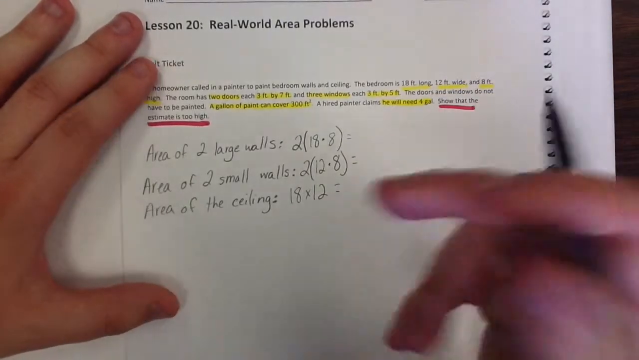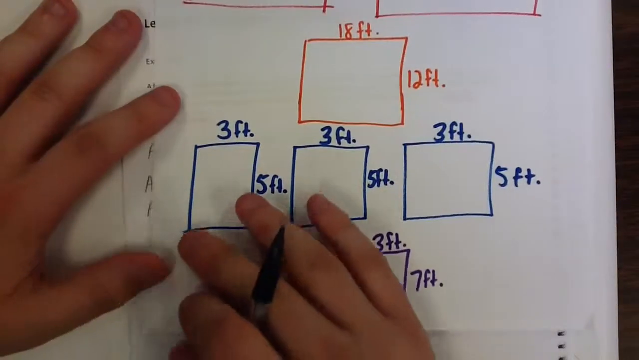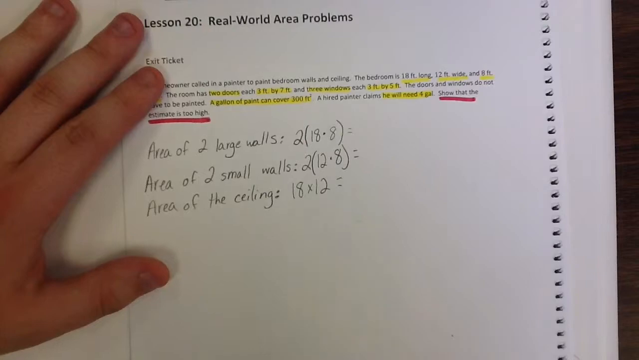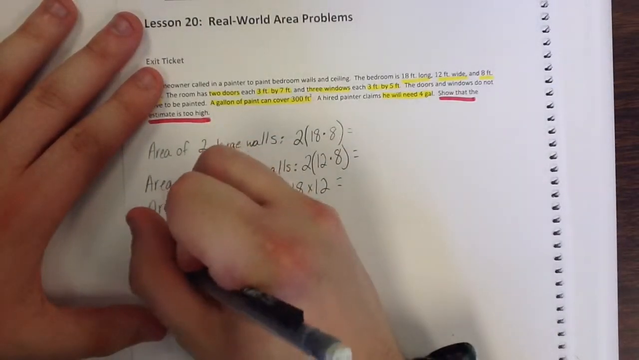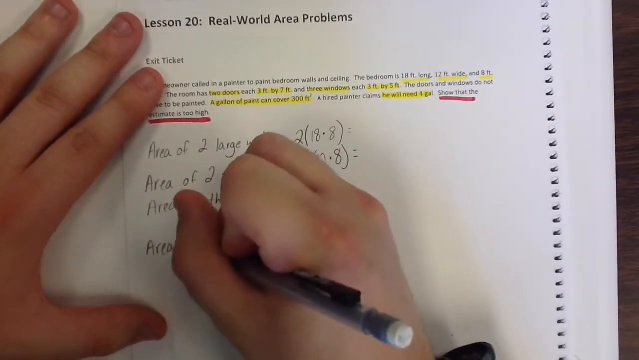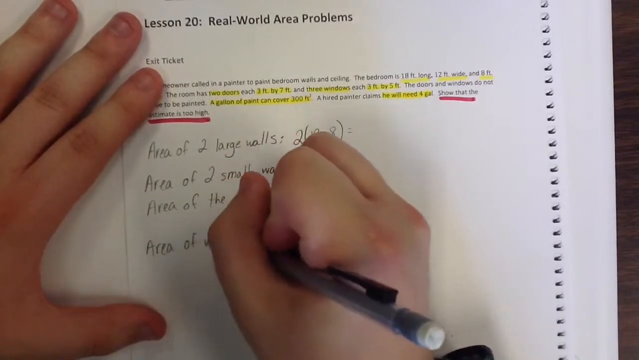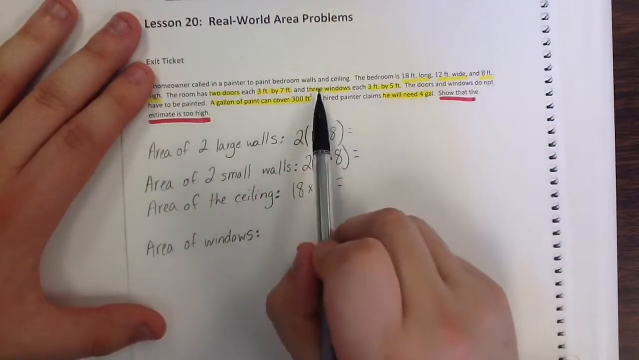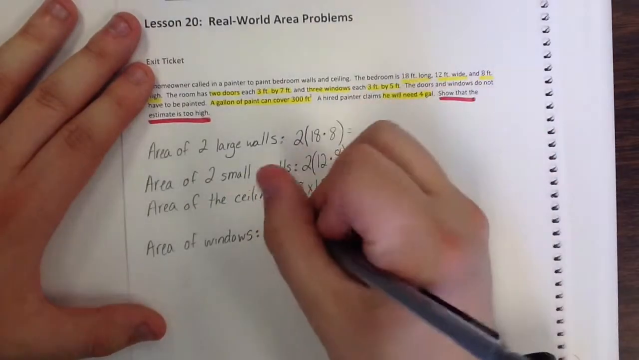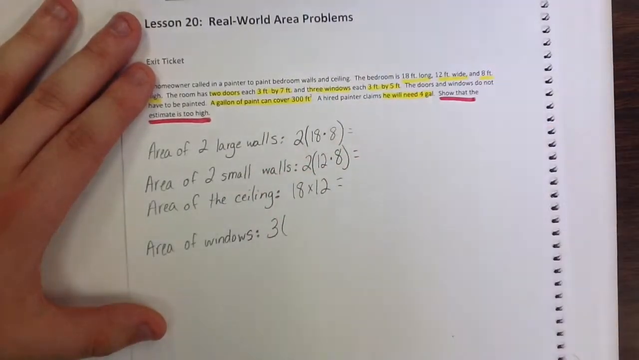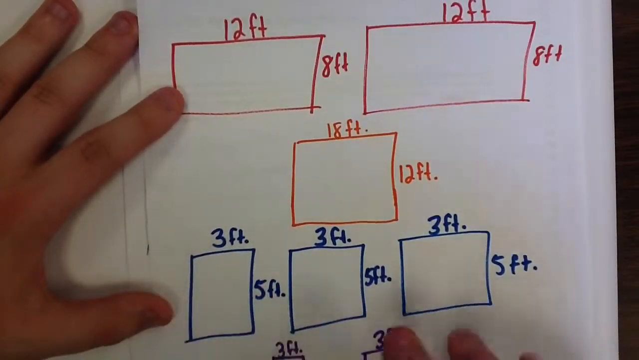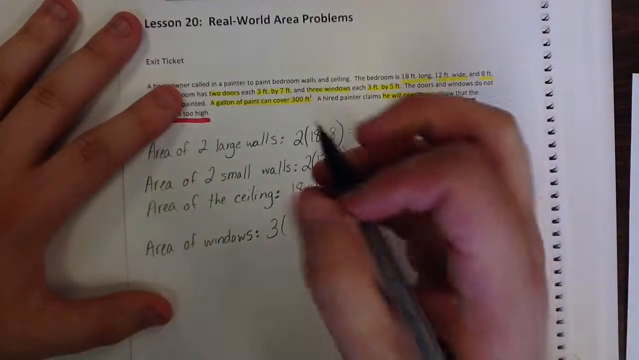But remember, I need to subtract off the windows and the 2 doors, okay? So let's find the area of the windows. How many windows do I have? Well, if we look back in the problem, it says there are 3 windows. So my 3 goes on the outside of my parentheses. On the inside is the length times width. 3 times 5.